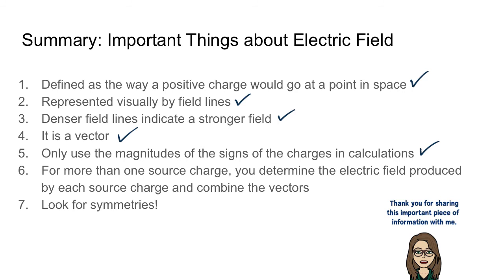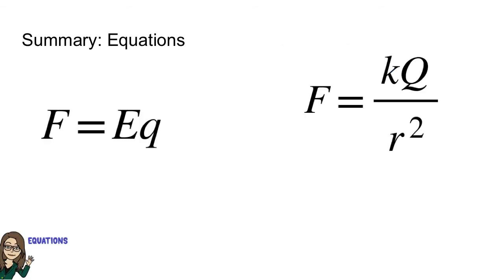When you have more than one source charge, you determine the electric field produced by each separate source charge and combine the vectors. So if I have two things on opposite sides of me pulling and pushing me, just like with forces, I do each one separately and then combine them. And as you know, symmetries are your friend. Sometimes you can avoid a calculation by noticing a symmetry.